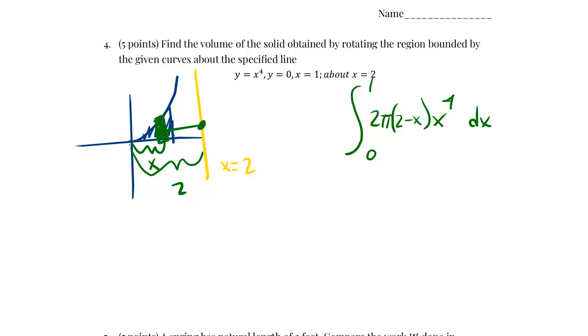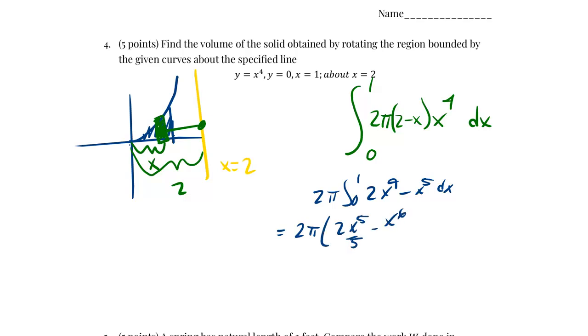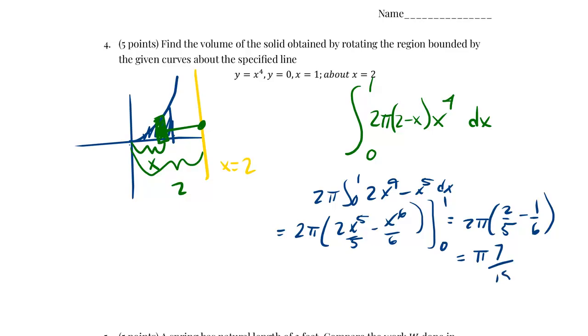And you just solve it. You multiply some things out, and you should have 2 pi, 0 to 1, 2x to the 4th minus x to the 5th dx. That'd be 2 pi times 2/5 minus a 6th when I plug in the 1 and the 0. And I could simplify that a little bit. I think I get pi 7/15.